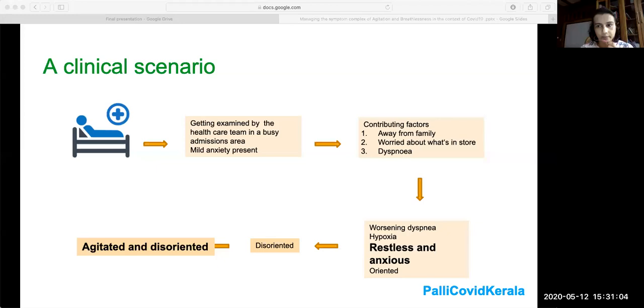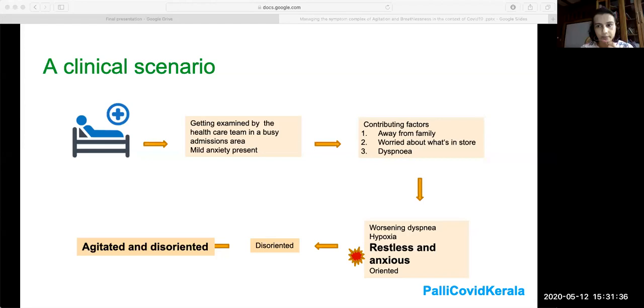He'll be examined by the healthcare team in a busy admission area. There'll be mild anxiety. It could be because he's away from the family, or worries about what is in store for him with regards to his diagnosis and management, and then there'll be the accompanying dyspnea. And then when the dyspnea worsens and the patient becomes hypoxic, he becomes anxious and restless. That is the first stage, but he's still oriented.